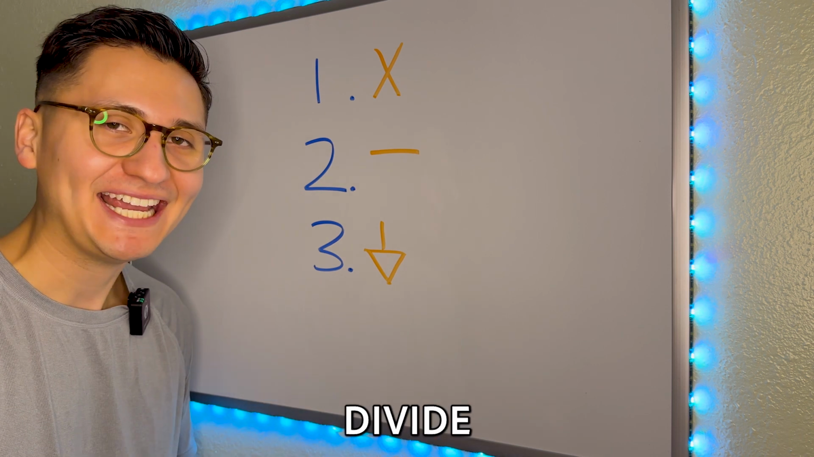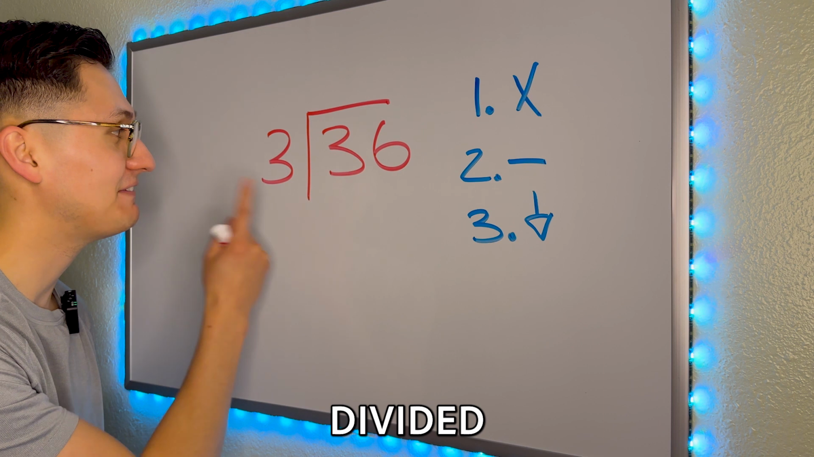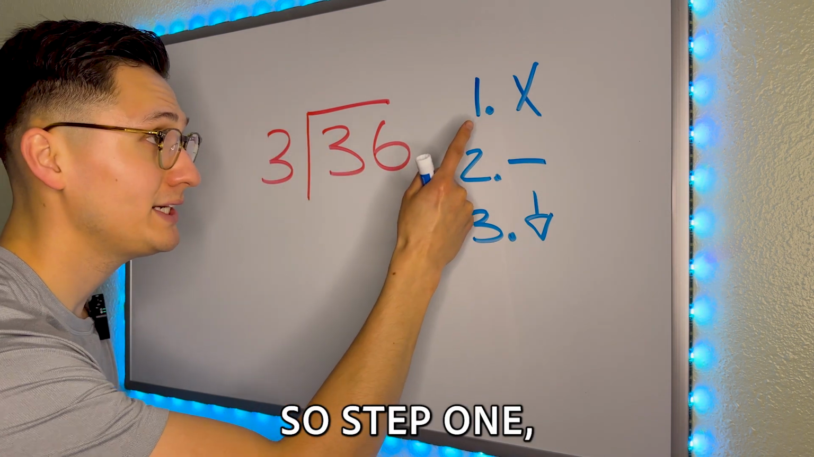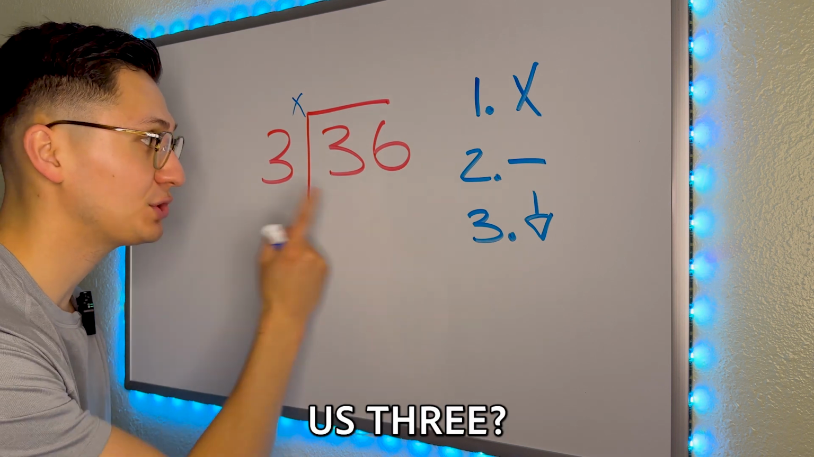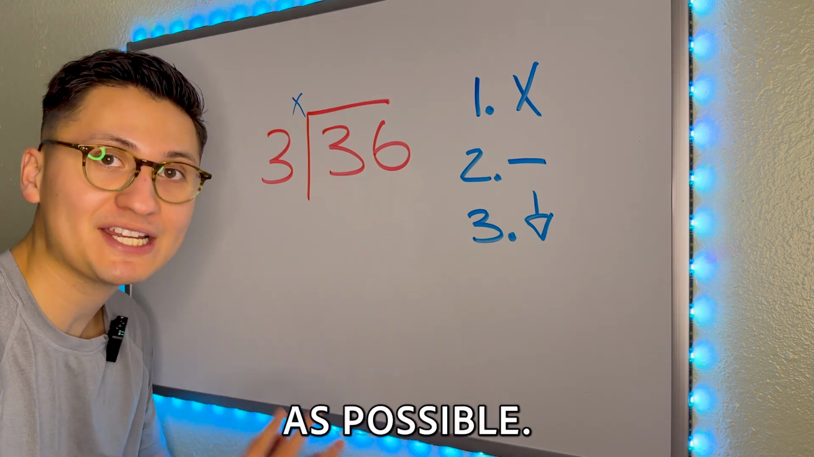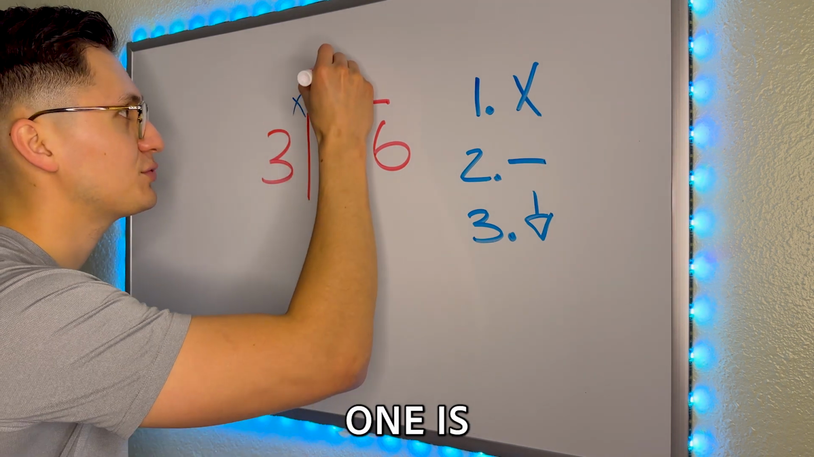This is how you divide in 3 simple steps. Here we have 36 divided by 3. So step 1, we have to multiply. 3 times what is going to give us 3 or as close to 3 as possible? You're right, 3 times 1. So 3 times 1 is 3.